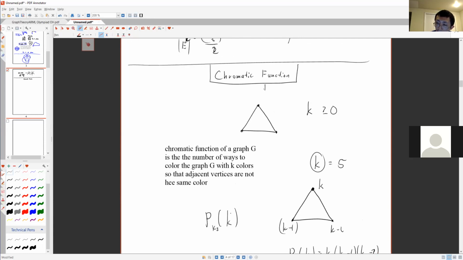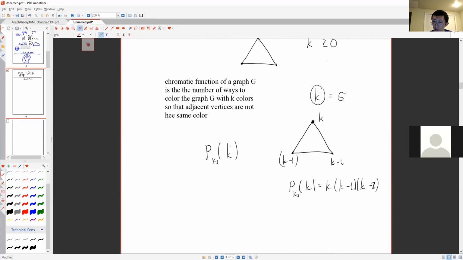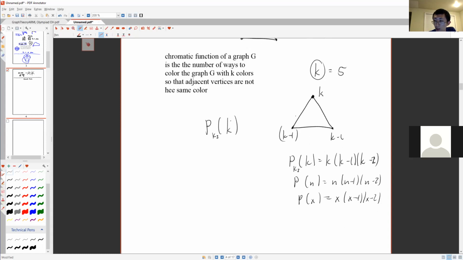It's actually called the chromatic polynomial, but it's not obvious that it's a polynomial at the start. It could be some other non-polynomial function, but it's a function of k, the number of colors. Sometimes people will also use n or x. It doesn't really matter what your input variable is, but it's just basically the number of ways to color the vertices with k colors or n colors so that adjacent vertices are not the same color.